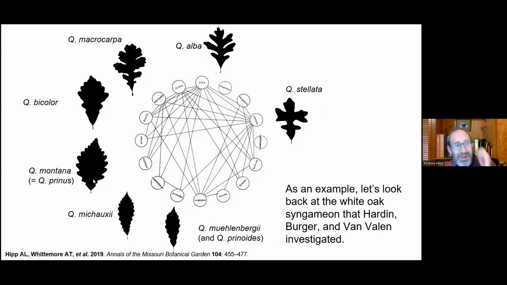We have mountain chestnut oak, Quercus montana. We have swamp chestnut oak, Quercus michauxii. We have Quercus muehlenbergii and prinoides. That's chinkapin, dwarf chinkapin. We can't separate them genetically, so we're leaving them together for this talk.